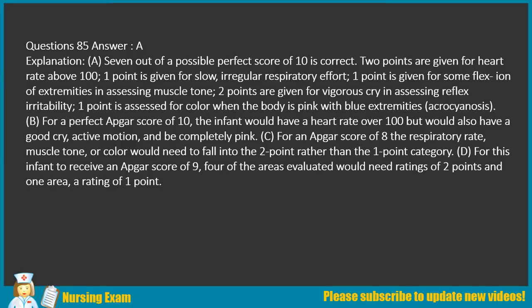B. For a perfect Apgar score of 10, the infant would have a heart rate over 100 but would also have a good cry, active motion, and be completely pink. C. For an Apgar score of 8, the respiratory rate, muscle tone, or color would need to fall into the 2-point rather than the 1-point category. D. For this infant to receive an Apgar score of 9, 4 of the areas evaluated would need ratings of 2 points and 1 area, a rating of 1 point.